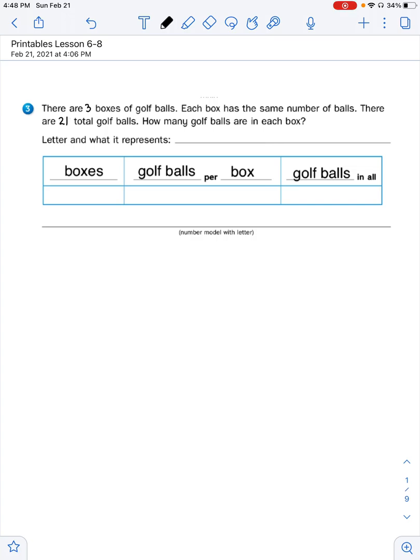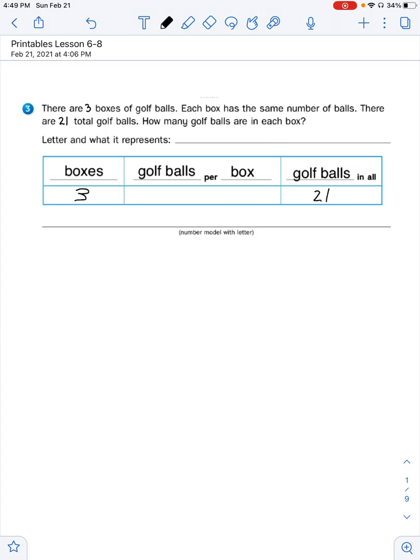Okay, so now I'm going to have to look at what the number story is telling me, what they've already given me in this problem. So I already know how many boxes of golf balls there are, so I can fill that in on our diagram. It told me that there were 3 boxes of golf balls, so I'm going to put that right there. Okay, what else did it tell me? Well, it said that each box has to have the same number of balls and that we have 21 total golf balls. So total means same thing as in all, so golf balls in all would be 21.